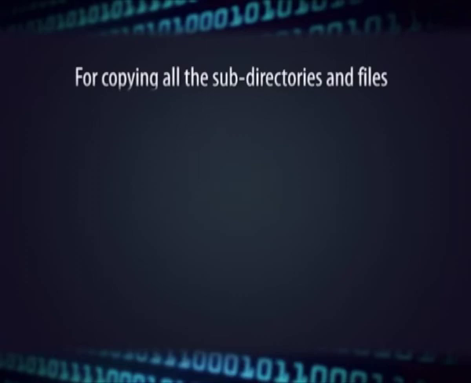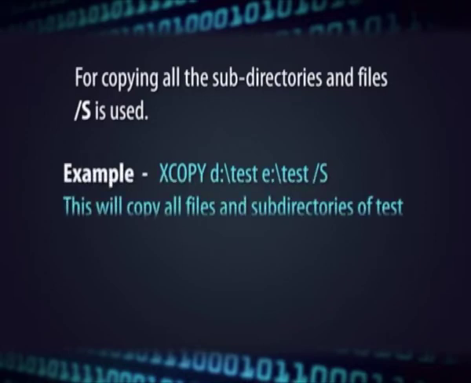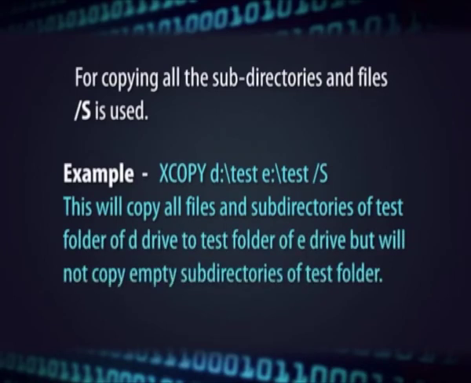For copying all the subdirectories and files, /s is used. For example, xcopy d:/test e:/test /s. This will copy all files and subdirectories of the test folder of D drive to the test folder of E drive, but will not copy empty subdirectories of the test folder.